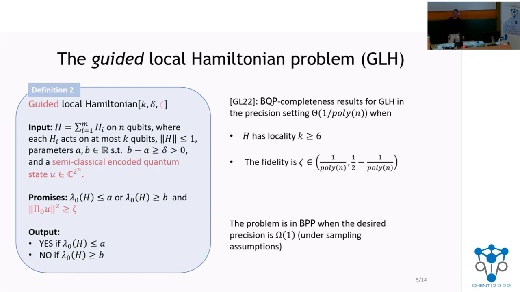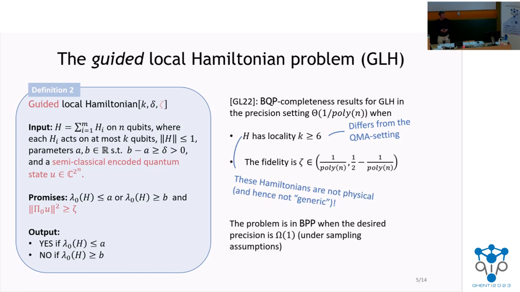However, some natural questions might pop up looking at these results. I already told you that the problem is QMA-complete for locality greater or equal to 2, and here we only have 6, so this differs from the QMA setting. So one might wonder, what about k greater or equal to 2? Furthermore, the Hamiltonians considered in the proof are not very physical Hamiltonians.